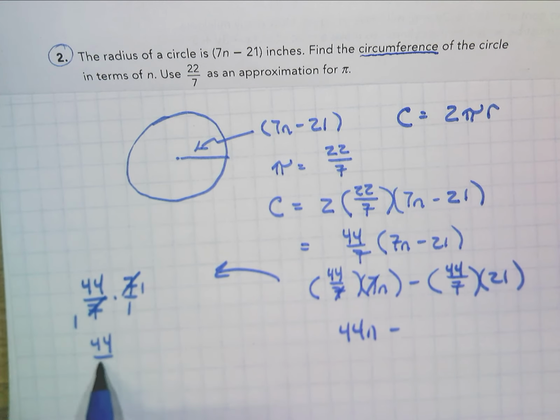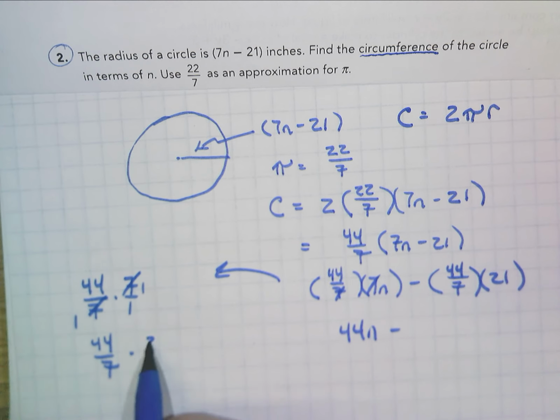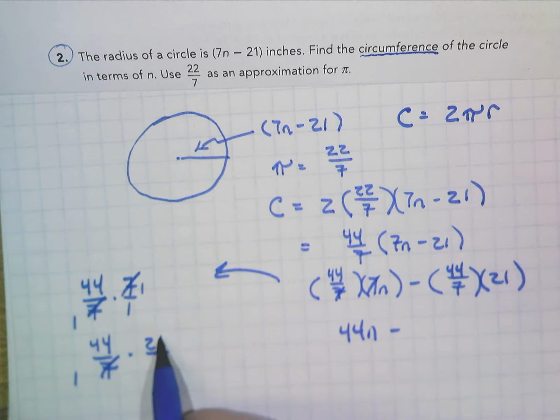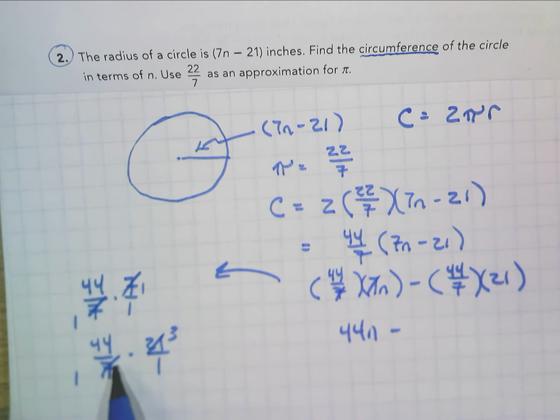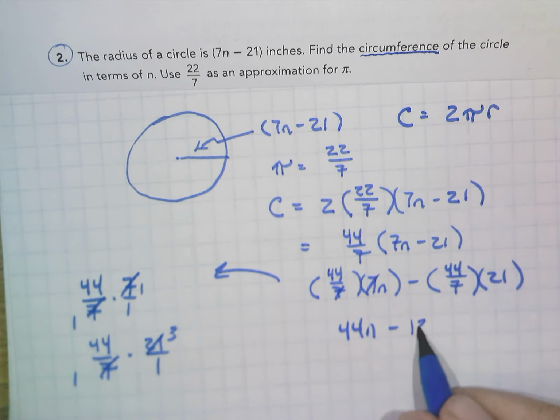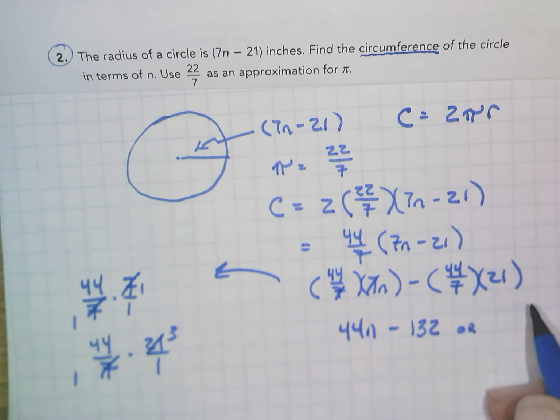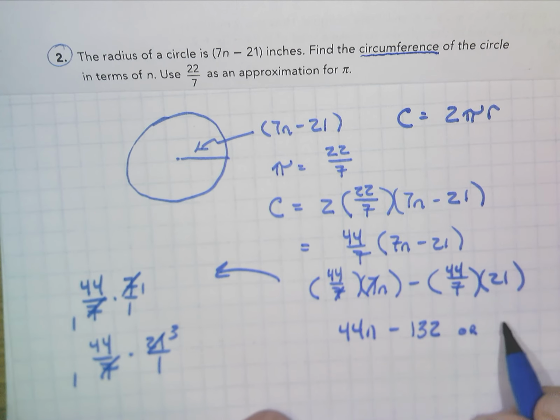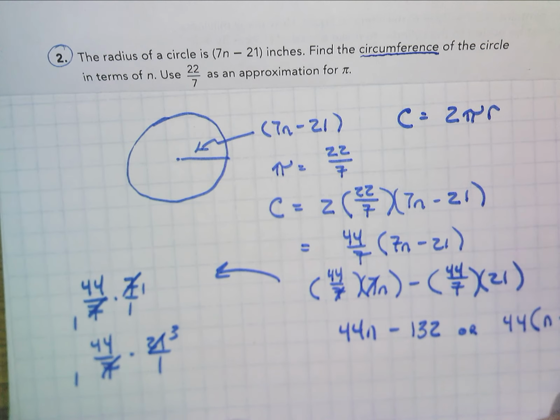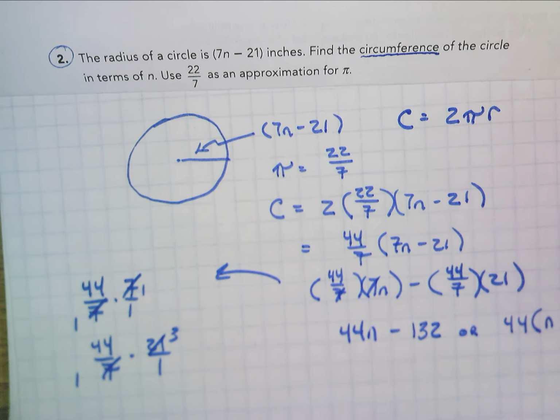We have 44 over 7 times 21 over 1, and we can pull out a common factor. 7 goes into 7 once, 7 goes into 21 3 times, and then we just multiply 3 times 44. 3 times 40 is 120, 3 times 4 is 12, 120 plus 12 is 132. We can write it this way, or we can pull out 44, and I think this turns out to be 44 times n minus 3. Either answer would be fine.